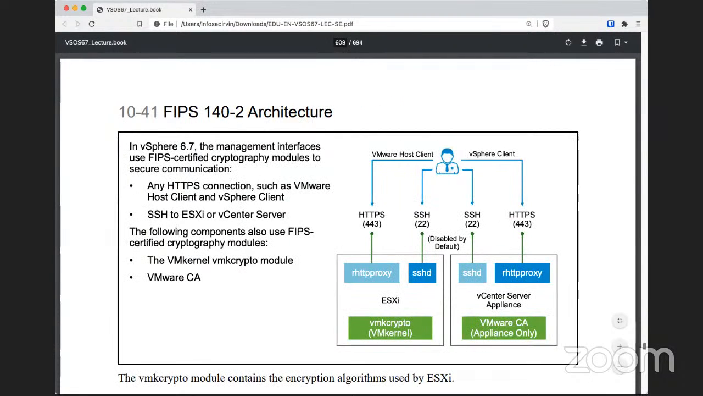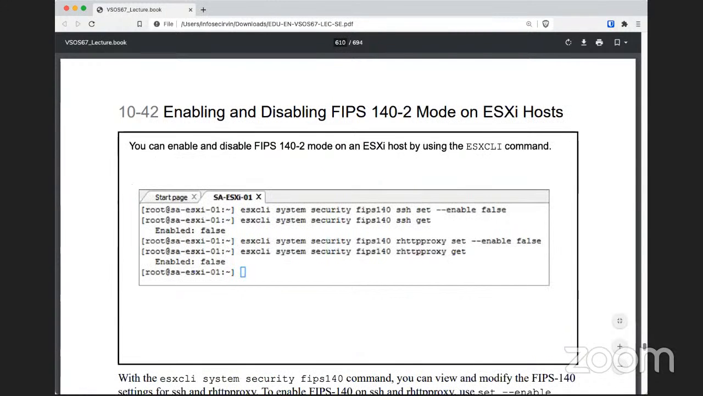The management interface uses FIPS certified cryptography to secure communication. Any connection, such as the host client or vSphere client or even SSHing, is already compliant. You can enable and disable it if you need to, but I would suggest not disabling it. It's already built in and active. Why take it away?